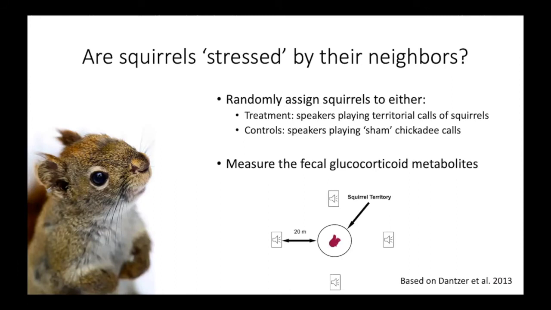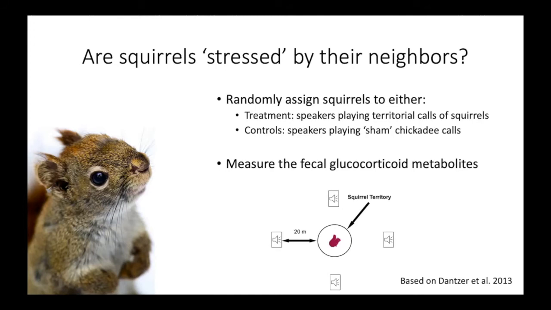Ben Dancer, a former PhD student of mine, performed an experiment to determine whether or not having more neighbors as a squirrel increased your glucocorticoid levels, or stress hormone levels, as a result of these increased social interactions with neighbors. So Ben performed a really clever experiment where he exposed some squirrels to playbacks of the territorial vocalizations of neighbors, tricking the squirrels into thinking they lived in a higher density environment than they actually did.